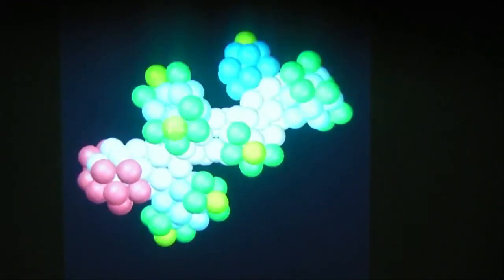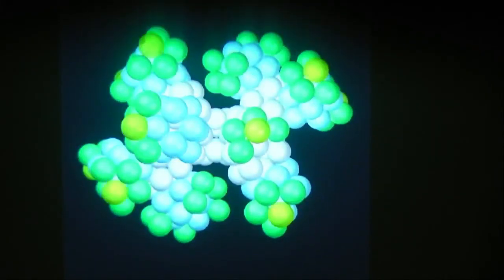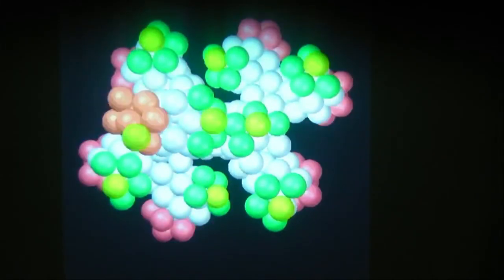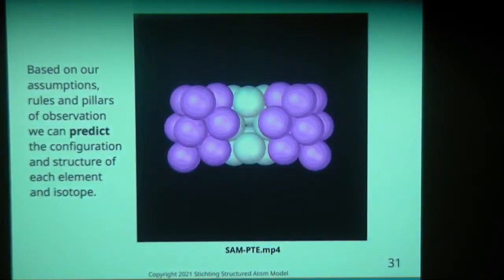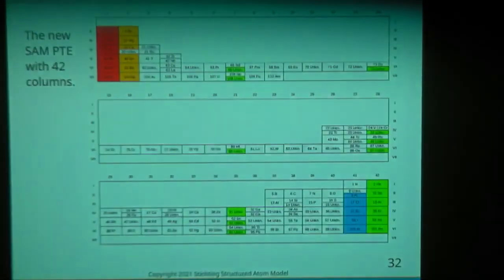The colors signify repeating patterns, not material change. All the spheres are protons. Inner electrons are not shown in the animation. And this is a new PTE based on SAM with 42 columns. The number of columns is caused mainly, but not completely, by folding in the lanthanides and the actinides into the sequence.